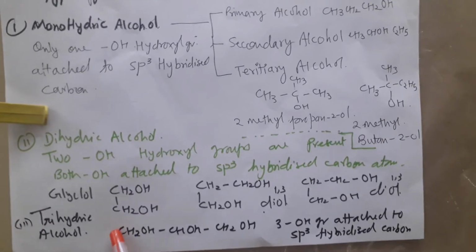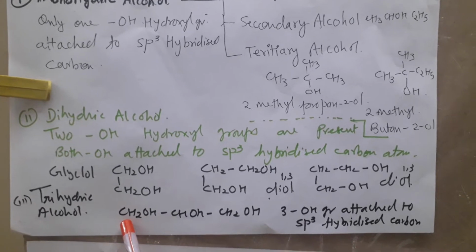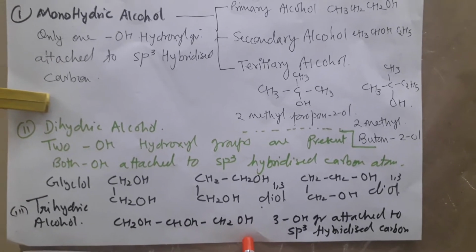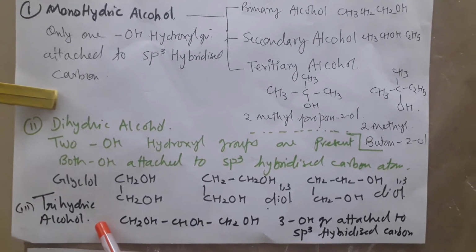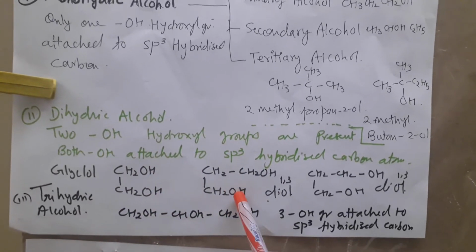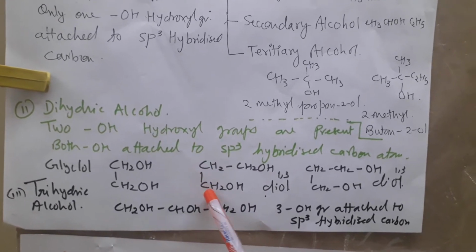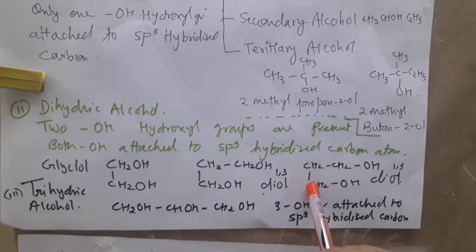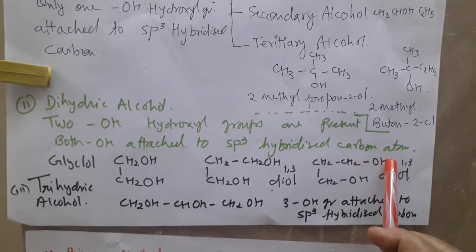Now trihydric alcohol: there are 3 OH groups present on different carbons, CH2OH, CHOH, CH2OH. 3 hydroxyl groups are present, so we'll call it trihydric alcohol. The above we call 1,2 diol, or according to position we'll say 1, 2, 3. This is propane, propane 1,3 diol. Both of them are the same. Then that is 1,3 diol.